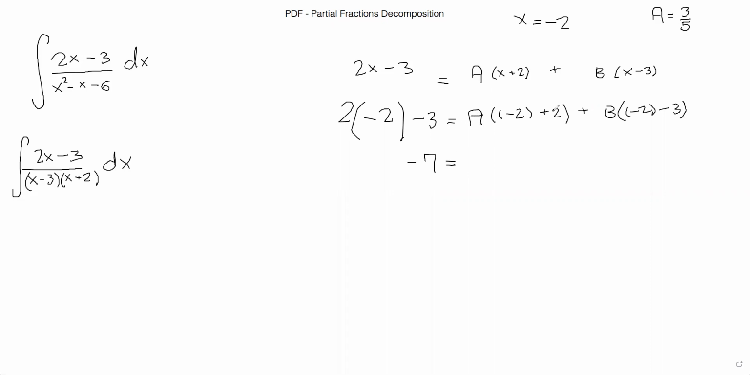And then the A term is going to go away. It's going to become 0. And then we're going to have a -5B. So then if we divide both sides by a -5, we're going to get B is equal to 7/5.